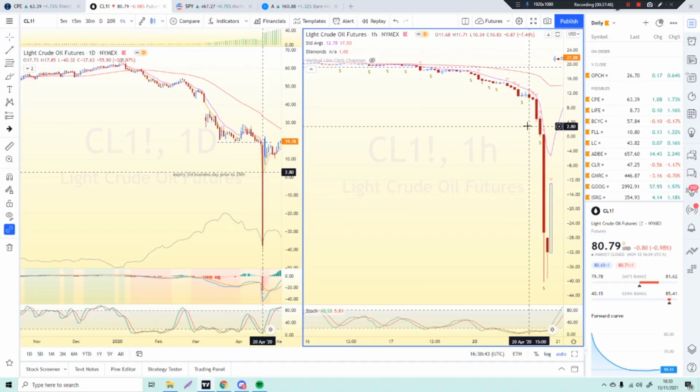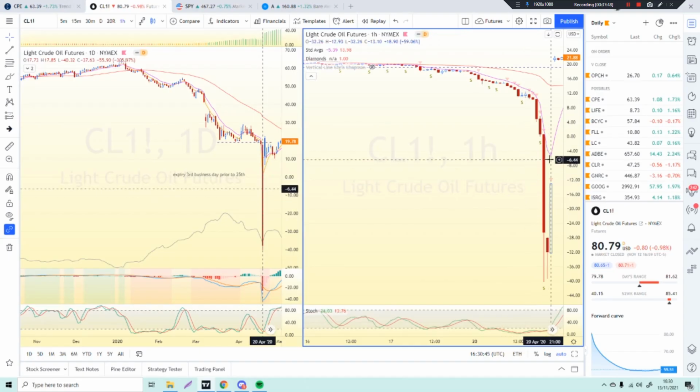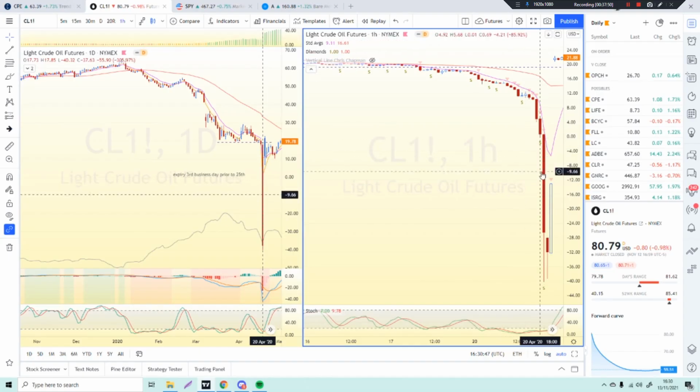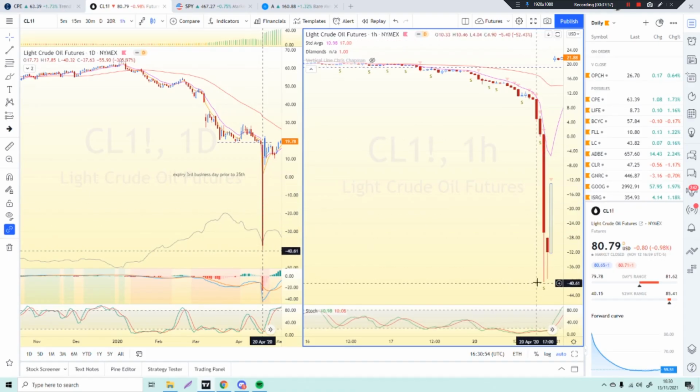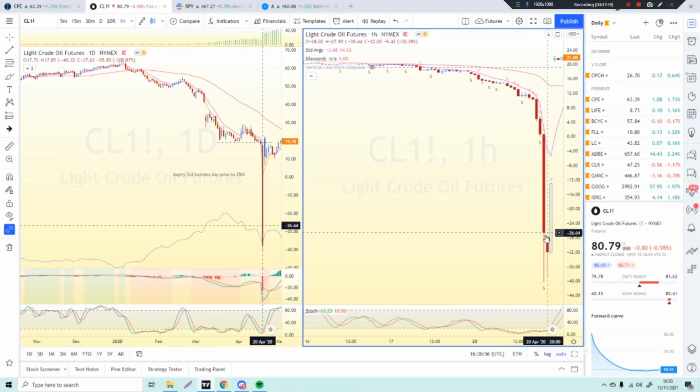And then, I can't get a lower time frame than this, but this actually happened in about the last 15 minutes before settlement was due. The price dropped to -40, and settlement was done at -26.